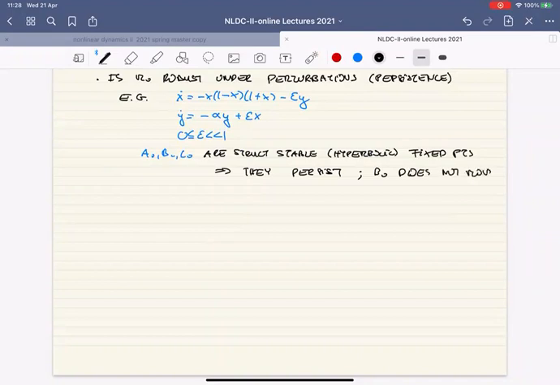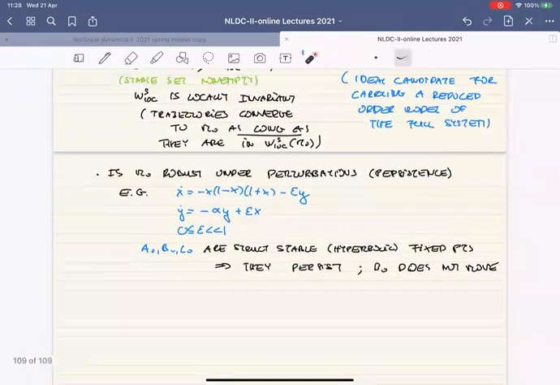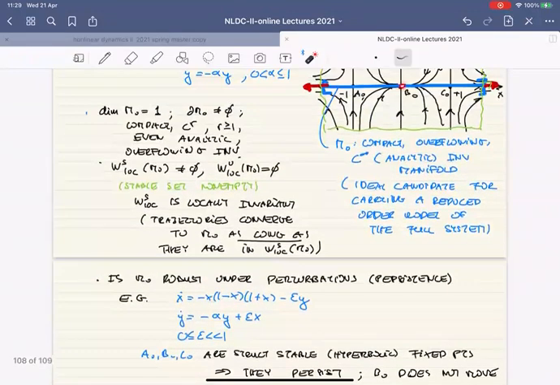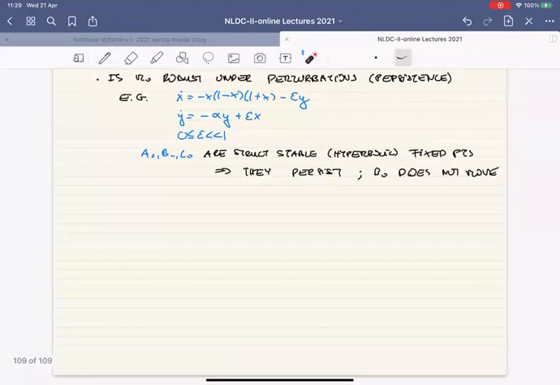How do I see that? Because if I do this perturbation and plug in x equals 0, y equals 0, see, it's still a fixed point. So that has to be the continuation of B naught. It never moves, okay, as a fixed point. And I can see that.